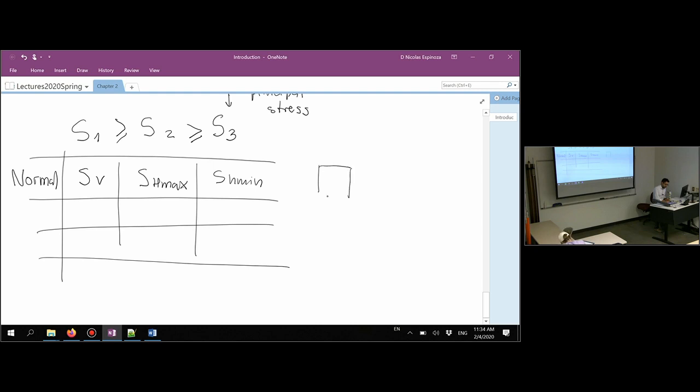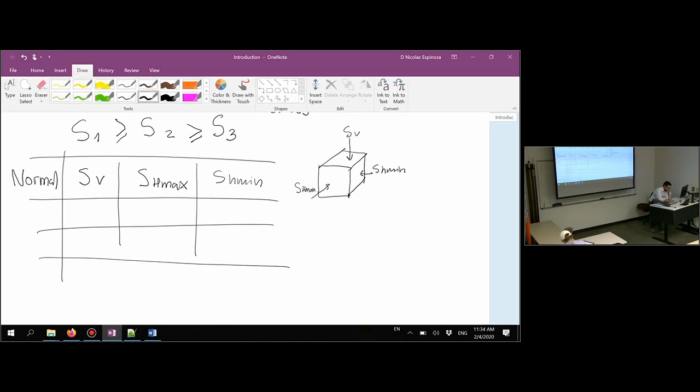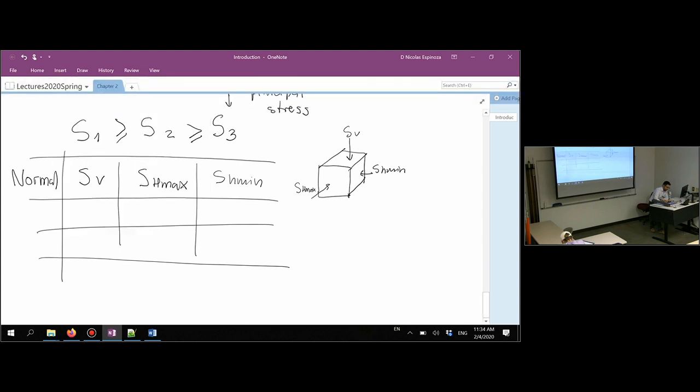In a normal state of stress, your maximum stress is going to be SV, the intermediate one is going to be SH max, and the minimum is going to be SH min, and you're going to expect to have a fault that forms more or less like this, where this side goes down and this side goes up.